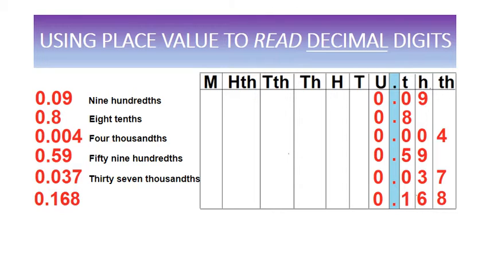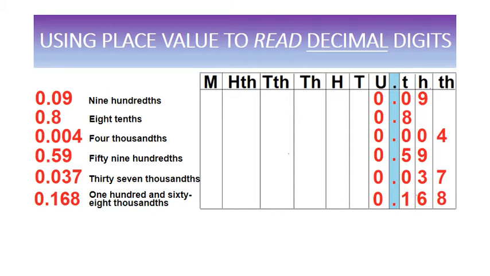And the last one, 0.168. Here we've got 3 different names potentially. We could say its value is 1 tenth, 6 hundredths and 8 thousandths. We need to change that into one name. So this number actually represents 168 thousandths because we've moved the digits across.